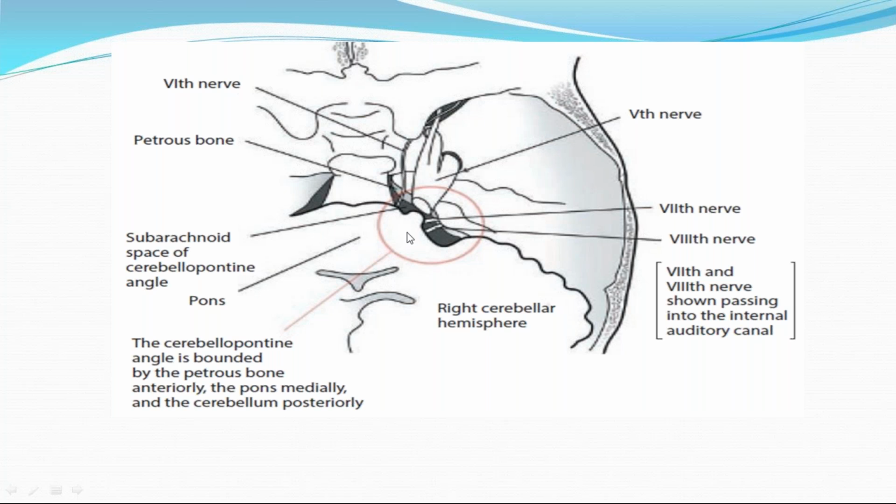the sixth nerve. Laterally, you have the petrous part of the temporal bone going right up to the petrous apex, and then here you have the cerebellar peduncle, the pons, and midbrain, and then the flocculus of the cerebellum posteriorly. Inferiorly, you have the lower cranial nerves, 9th, 10th, and 11th.